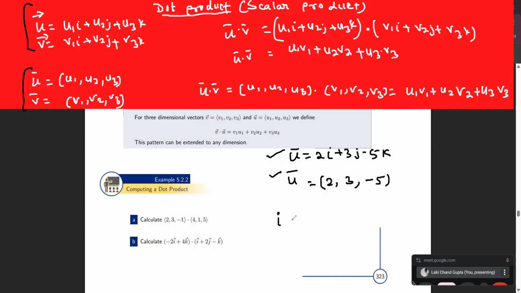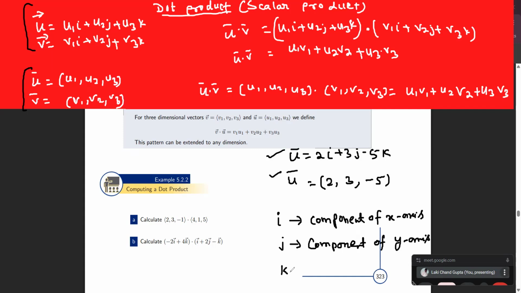i is the component of x. j is the component of y, j represents that y is that unit, the component of the y-axis. Understood? Yeah, thank you. Clear.